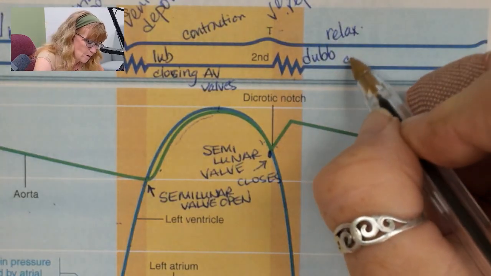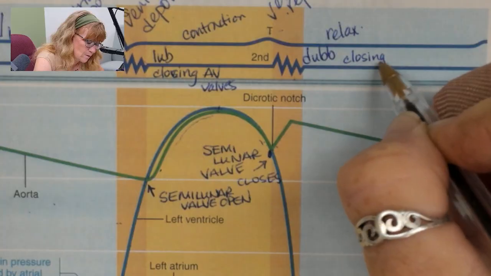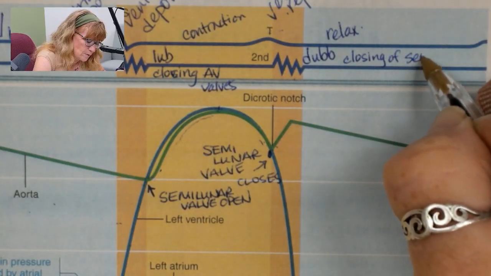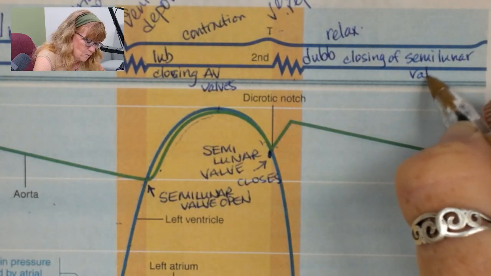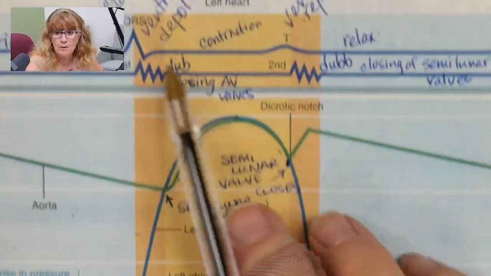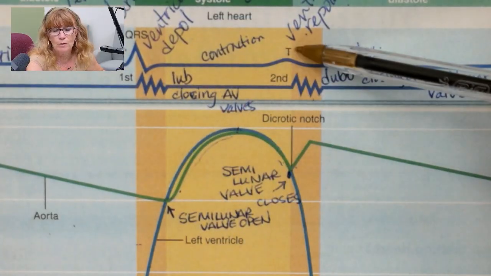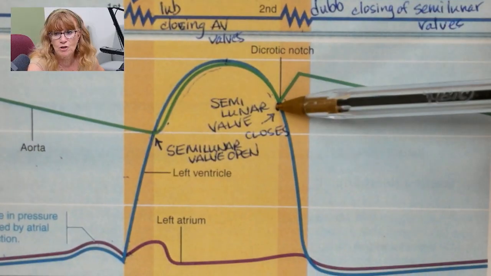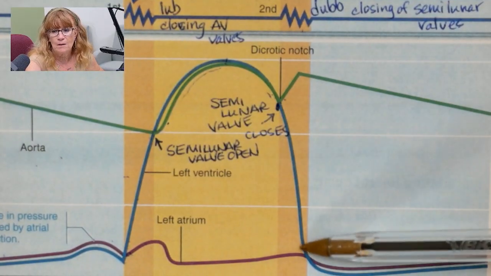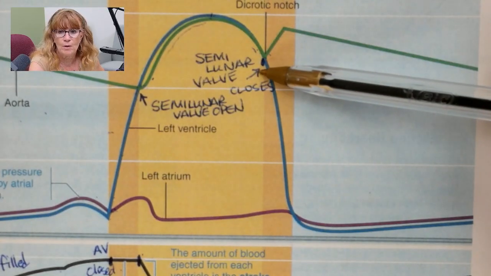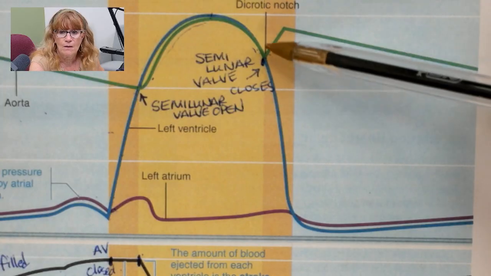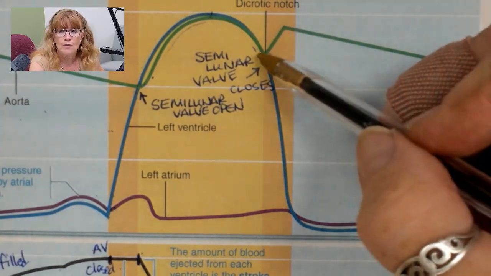Okay, so this is closing of the semilunar valves. So I've been contracting, my heart finally repolarized, which means that the pressure is going to drop in the ventricle because it's relaxing. That initial decrease in pressure was less than the pressure in the aorta, and so that closed the semilunar valve.